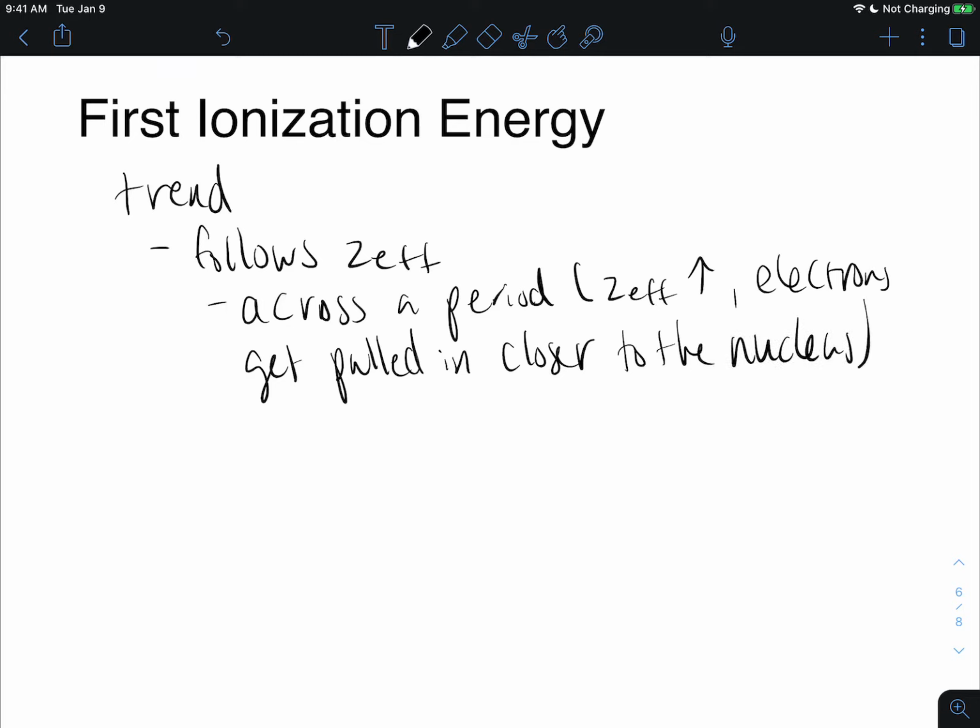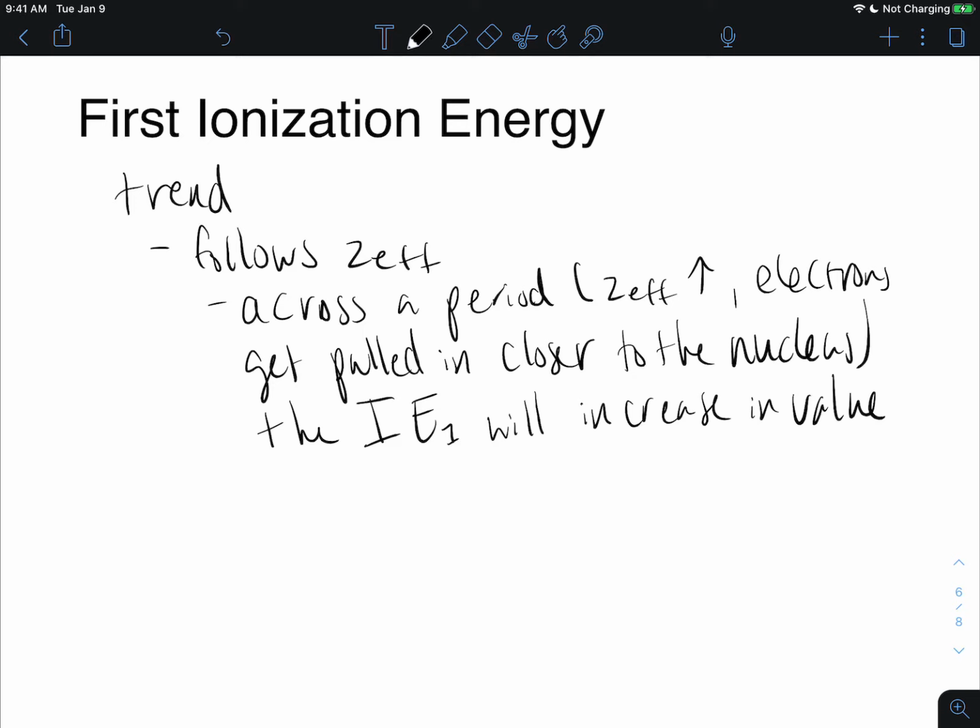And as we have our electrons being held more tightly, it makes more sense that our ionization energy is going to increase. So the first ionization energy will increase in value, as in it'll be harder to remove an electron.